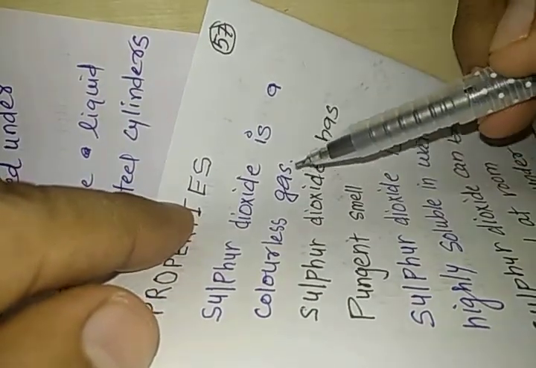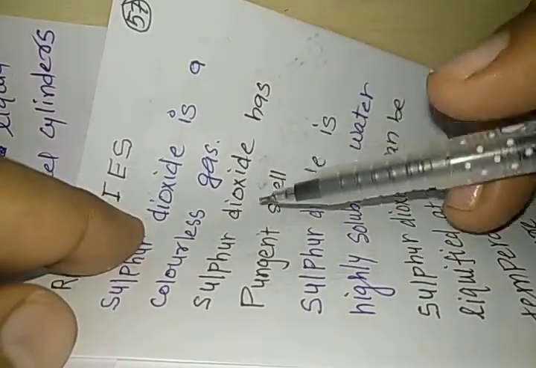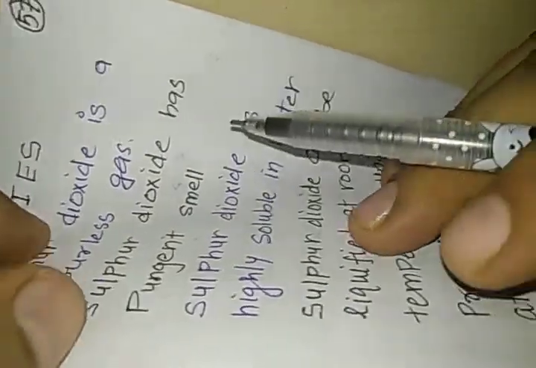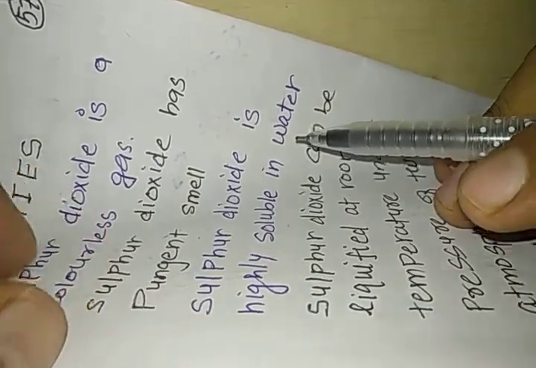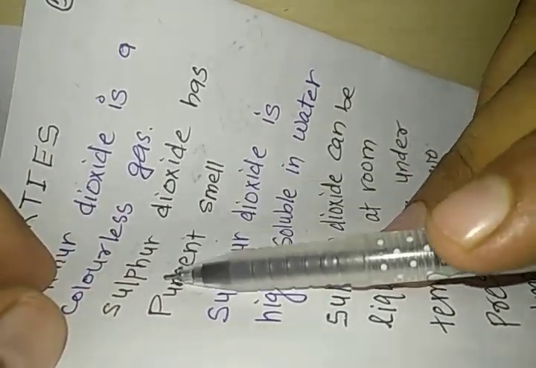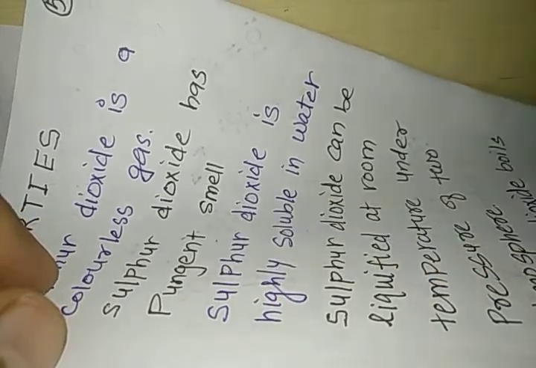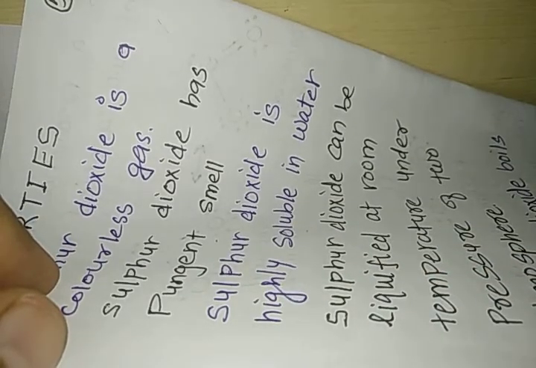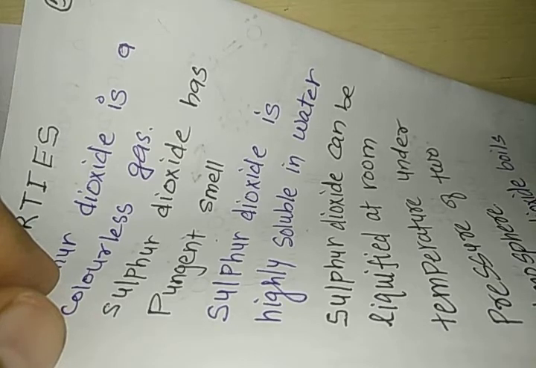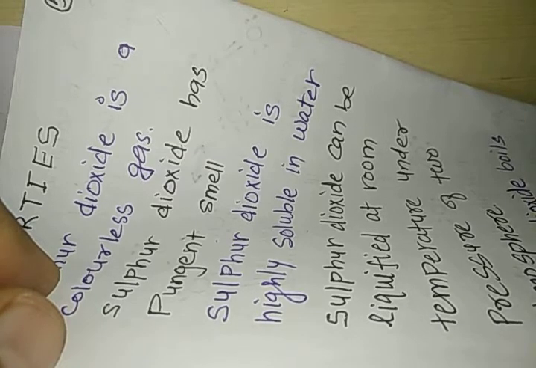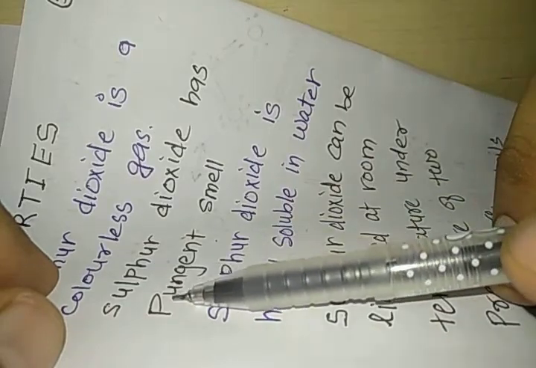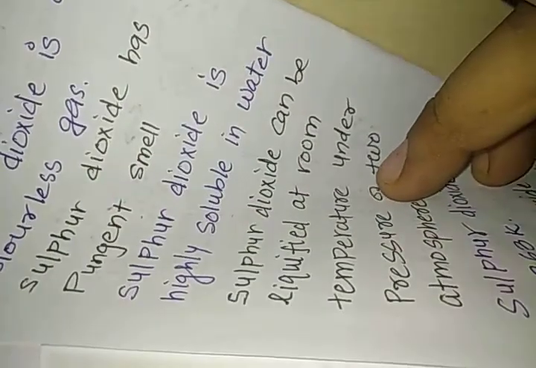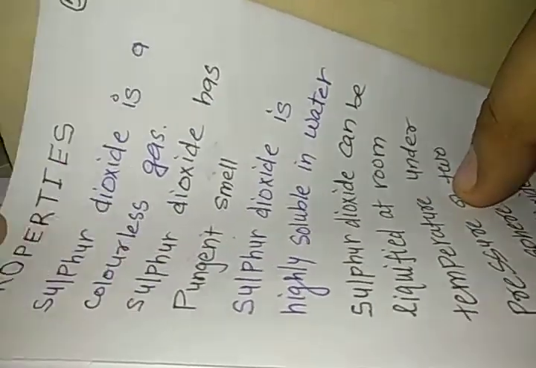Sulfur dioxide is a colorless gas. Sulfur dioxide has a pungent smell. Sulfur dioxide is highly soluble in water. This pungent smell is the smell that comes from burning sulfur, and it is the characteristic smell of sulfur dioxide, which is one of the important tests to identify sulfur dioxide gas.